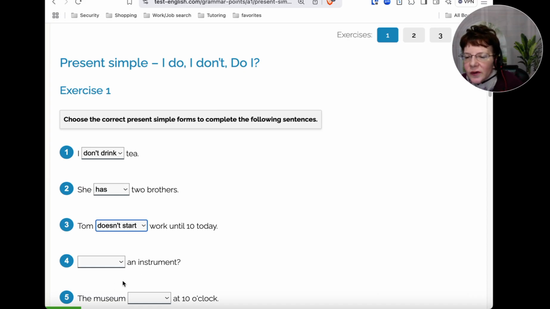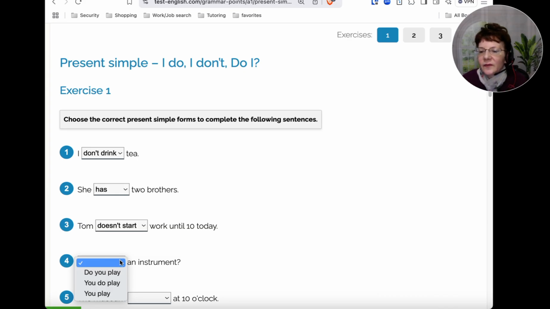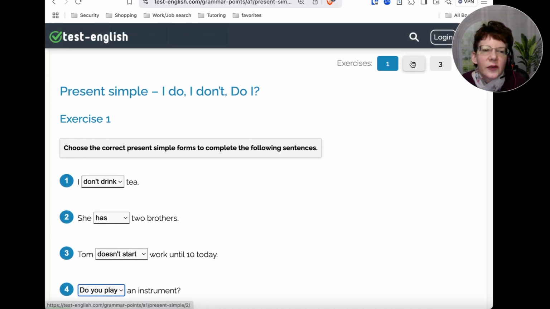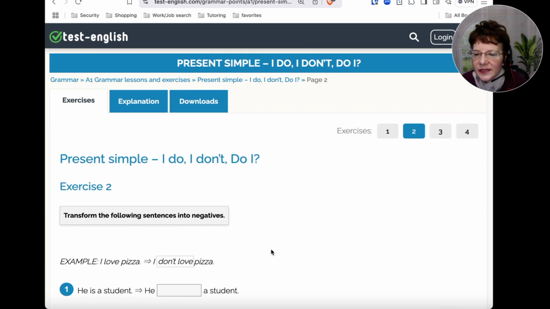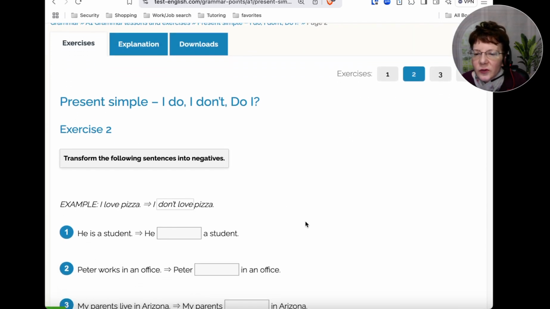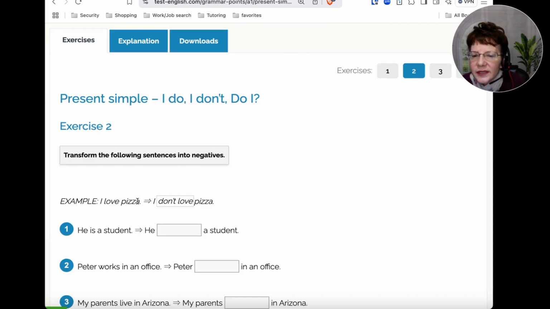Okay, number four, an instrument. So do you play, you do play, or you play? So for question form, remember that it starts with a do, right? So if you chose the first one, do you play? That is correct. All right. Okay. Let's look at the second exercise. So we'll transform these sentences into the negative form. So I love pizza. I don't love pizza, for example.